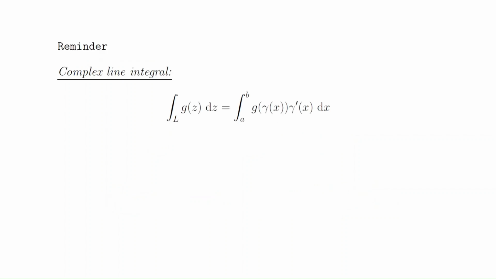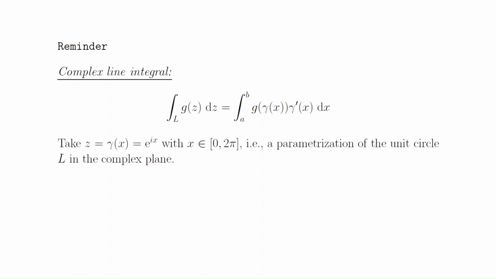The reason to do this is that we want to prepare the integral to turn it into a complex line integral. Recall the definition. Consider a function g that we want to integrate along a path L parametrized by the function gamma between the parameters a and b. Then this complex line integral is given by the integral that you see on the right. So actually we're going to apply the definition from right to left.